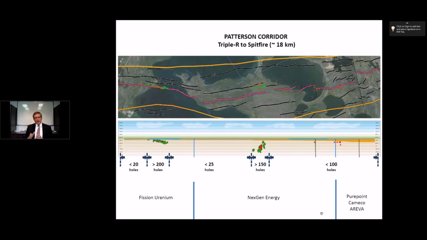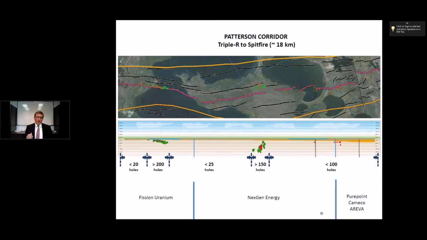Yet within the Arrow deposit, as they've been defining it, there's well over 150 holes. So, despite the fact that in both cases, Triple R and Arrow, there's a lot of work being undergone right now to focus on that deposit, get it well defined, figure out how well it moves out, there is still a lot of open area between those deposits, for sure.